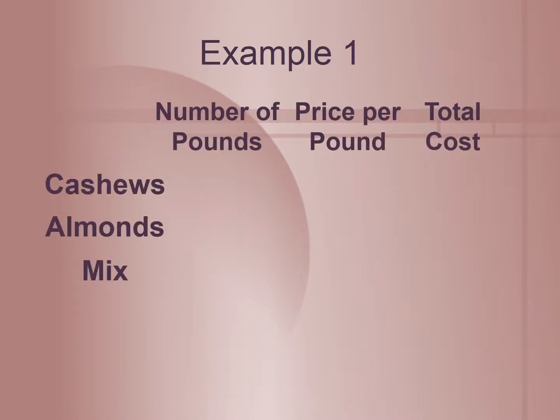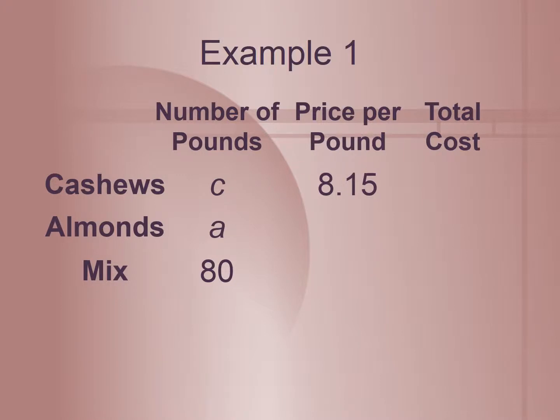Let's say that you are trying to make a mixture of nuts. You're going to have cashews and almonds, and the total number of pounds for those nuts needs to be 80 pounds. So however you add up your cashews and almonds, they have to add up to 80. Now the price of cashews is $8.50 per pound. Remember, to get total cost, we multiply the number of pounds times the price per pound. So our total cost is this times this.